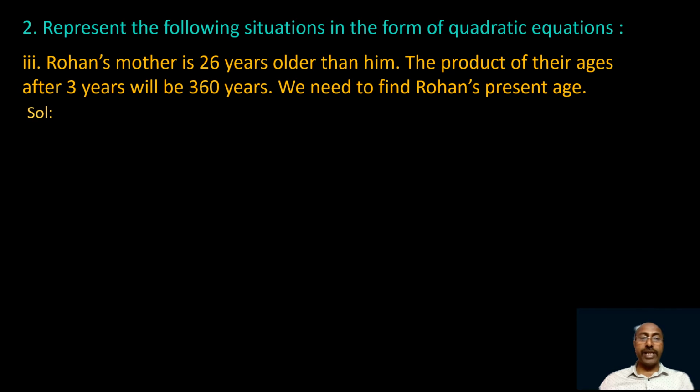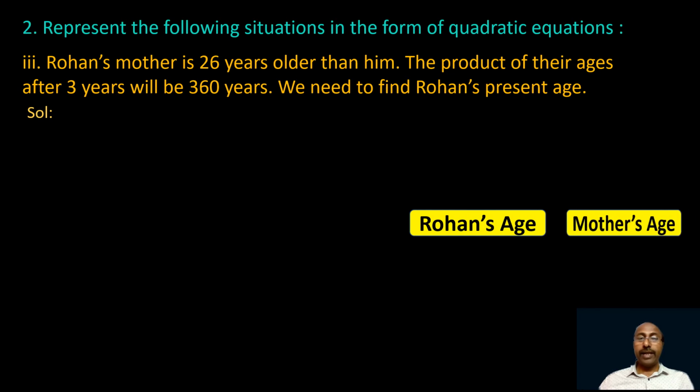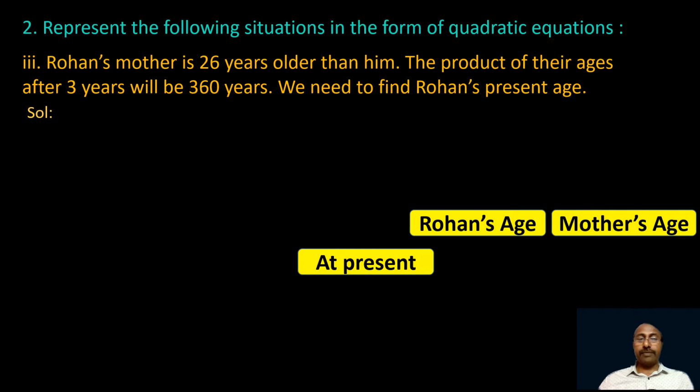Okay, students, here there are two persons. Who are they? Rohan and his mother. So these are the quantities that we are dealing with: Rohan's age and mother's age. So at present, let Rohan's age be x years. There are two situations, at present and after 3 years.